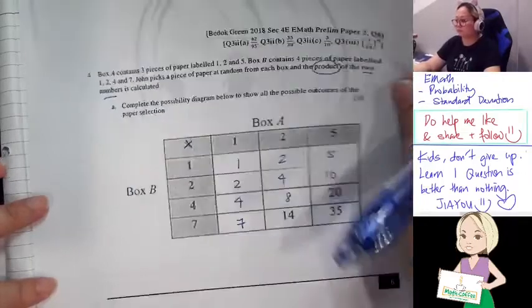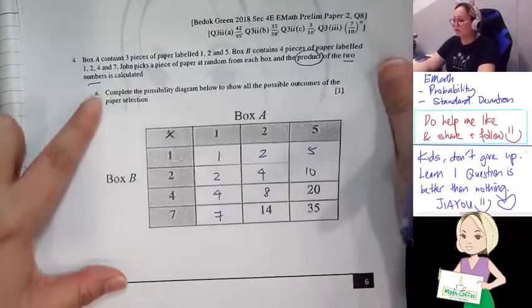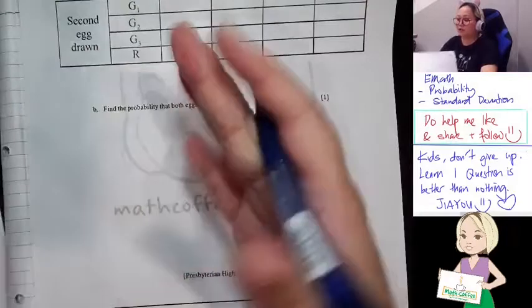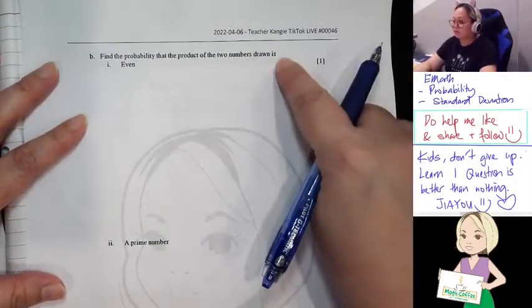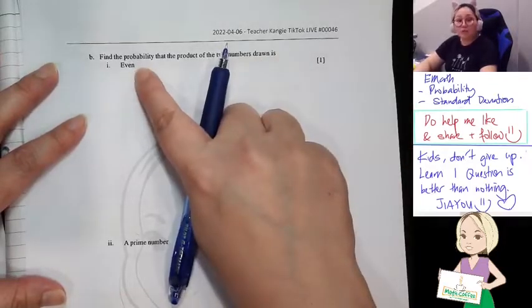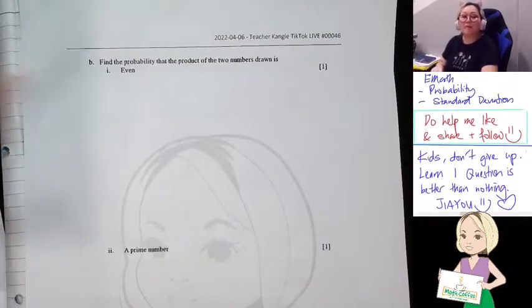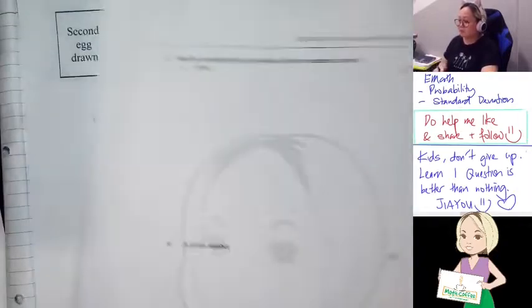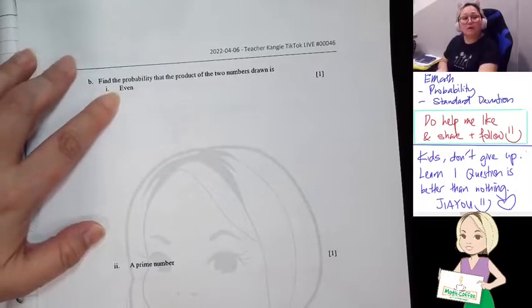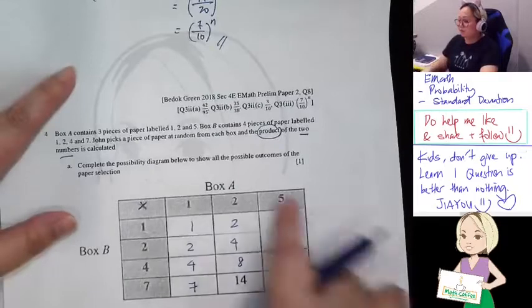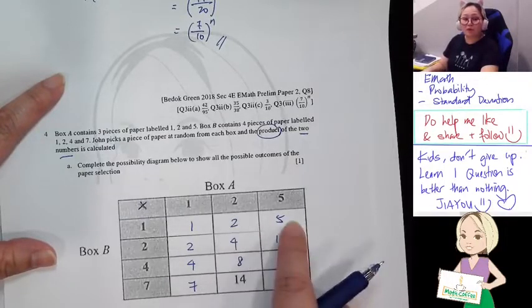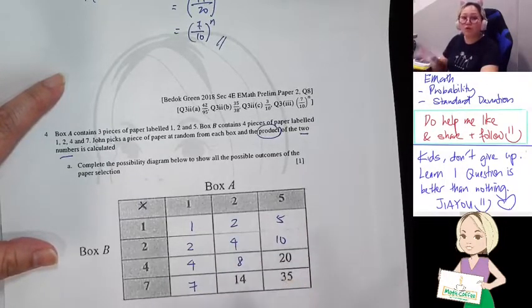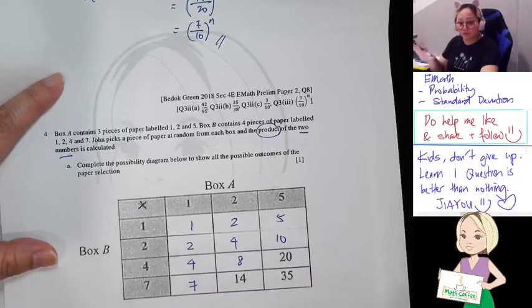Okay? Okay, let's continue. After this possibility diagram, you got to answer their question. They say, find the probability that the product of the 2 numbers drawn is even. So with this, it will be easier to see the outcome. Okay, only from here, with the outcome, you will know which is the product that is even number. So the number of boxes you have will be 3 times 4. So the total outcome you have is 12.